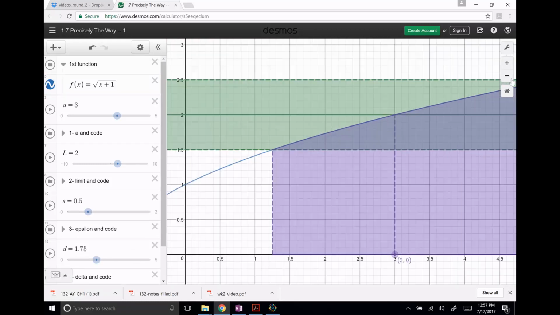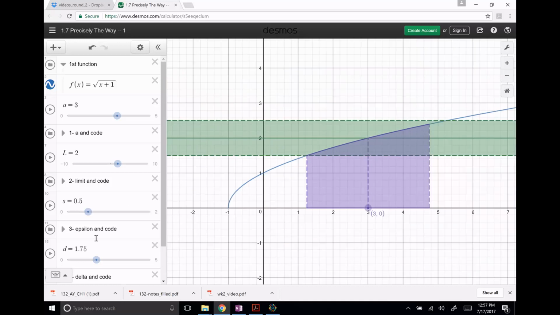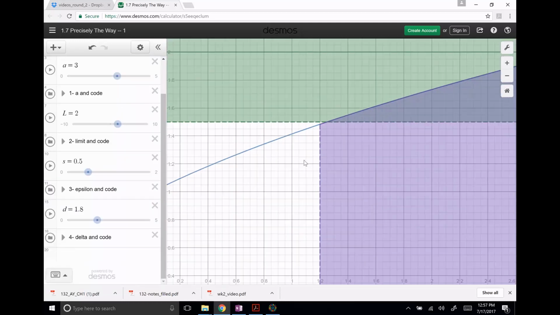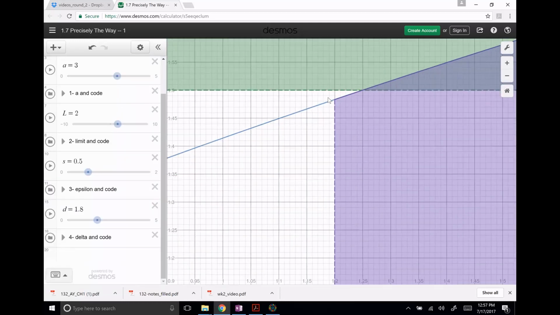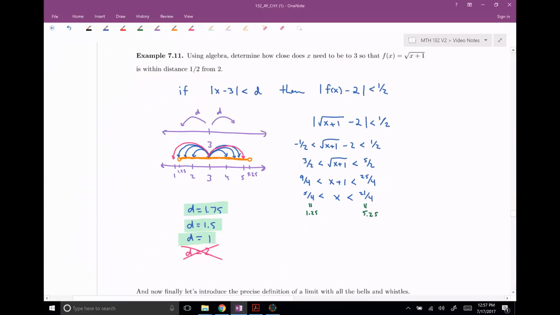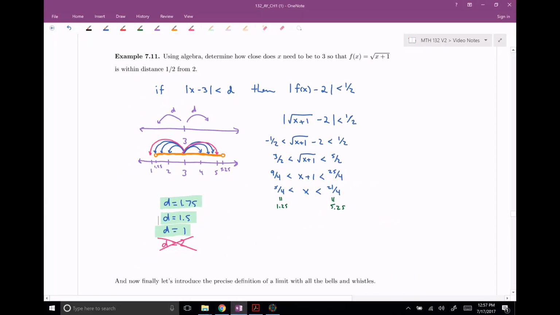But as soon as you go a little bit farther than that, as soon as you do 1.8 or 1.9 or 1 or 2, right? Anything like this, notice that the function's value is sometimes just a little bit too far away from that 2, right? It's too far away. All right, so that is now the algebra that connects this kind of graphical idea.